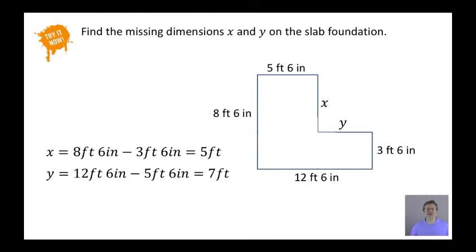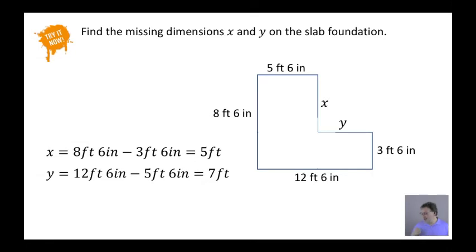Welcome back. Well, the point of this exercise was to illustrate how you can sometimes find the length of a missing side by taking the length of a longer side and subtracting a shorter side. Take a look at this example here. There's a very long wall on the left-hand side that is 8 feet 6 inches long. And so a way in which we can find the length of X is to take 8 feet 6 inches and subtract off the length of that wall on the far right, which is 3 feet 6 inches.